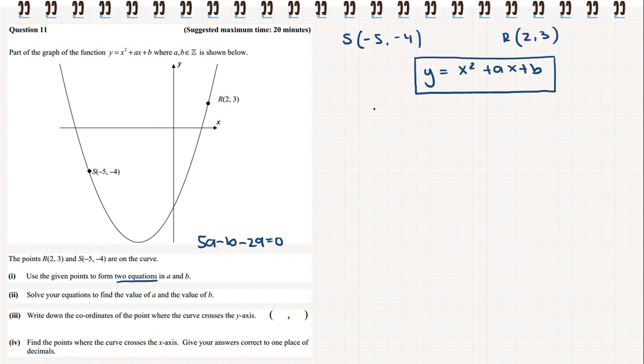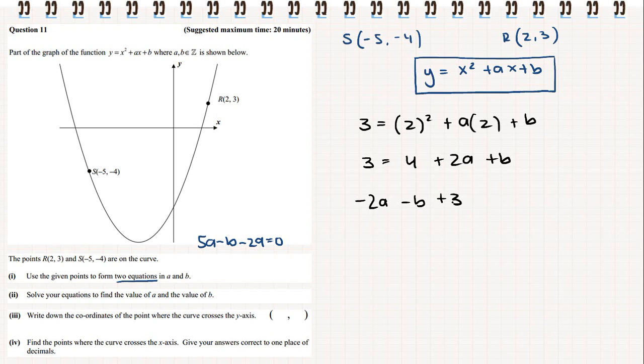Now we're going to do the same for the other point. So this time 3 is y and x is 2. So we have 2 squared plus a multiplied by 2 plus b, and we simplify. So 3 is equal to 4 plus 2a plus b. Again, I'm going to move everything over to the left. So I have -2a minus b plus 3 minus 4 equals 0. And if I simplify, -2a minus b minus 1 equals 0.